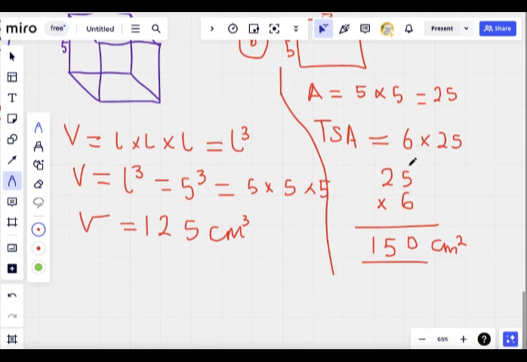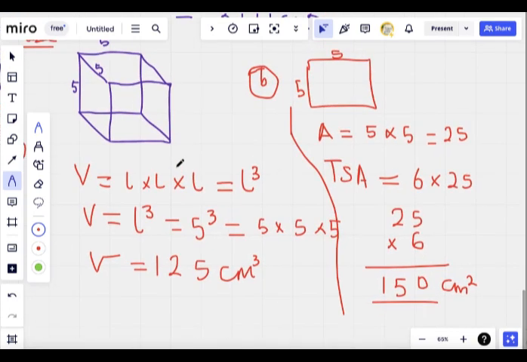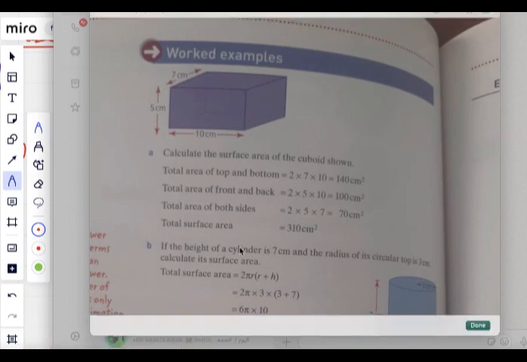Okay, you can see for a cube, finding the total surface area is much easier than for a cuboid. Because for a cuboid, only 2 opposite faces are the same. So you have to solve for those 2 faces first, and then you add all the faces. So that's that for cuboid. Now let's see if we can do cylinder.